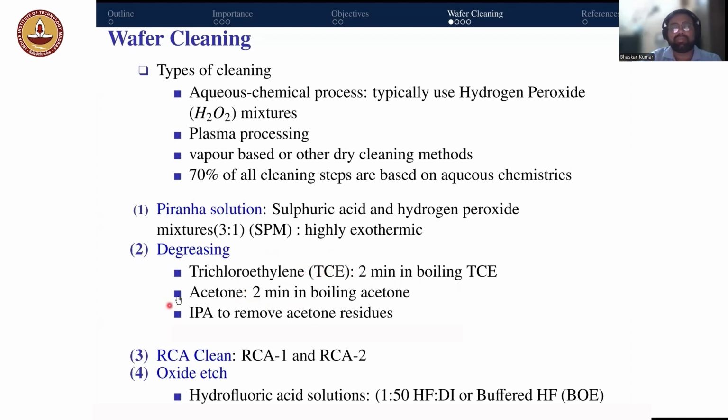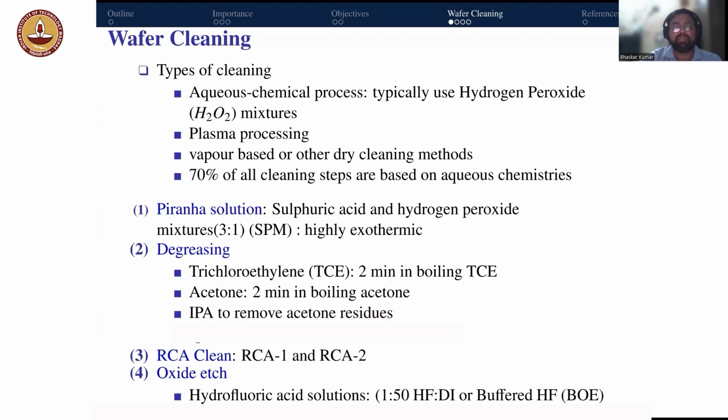at the boiling temperature. So acetone dissolves the organic contaminants, but leaves behind the residues that is removed by the IPA that follows. So after removing from the acetone, we dip in IPA at room temperature to remove the acetone residues.